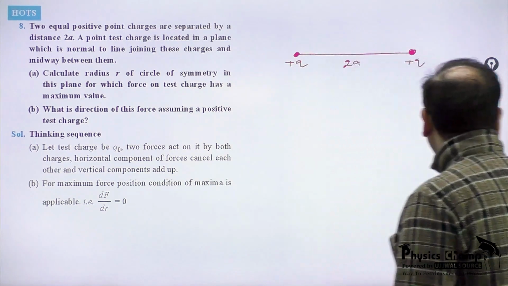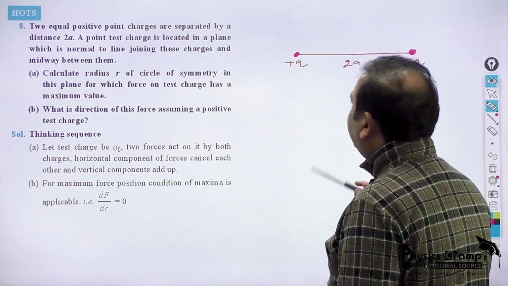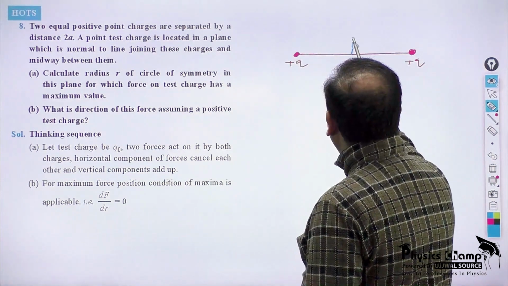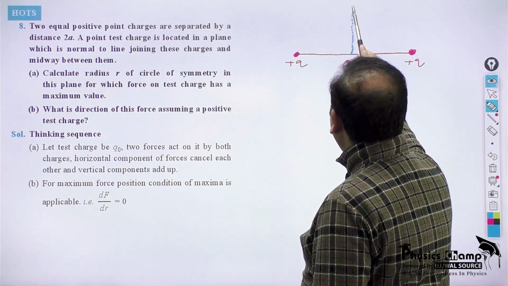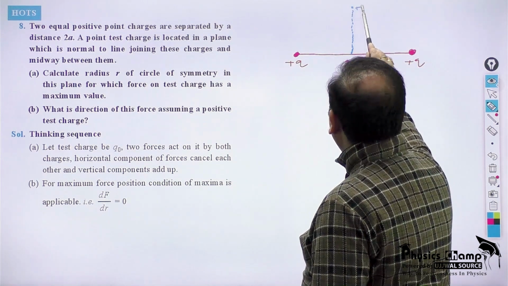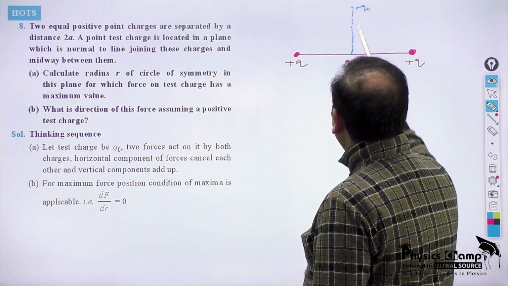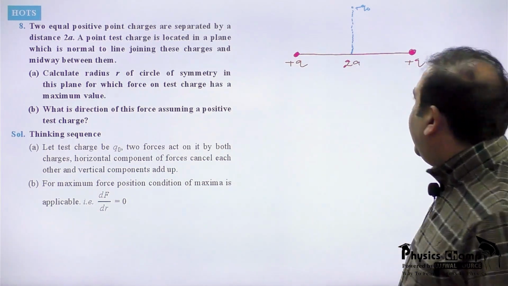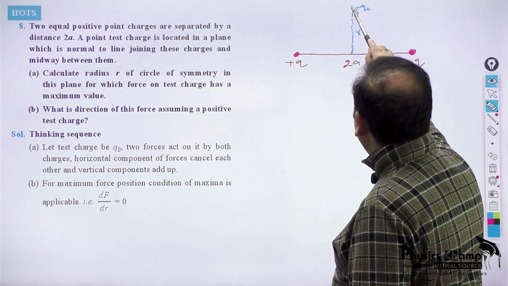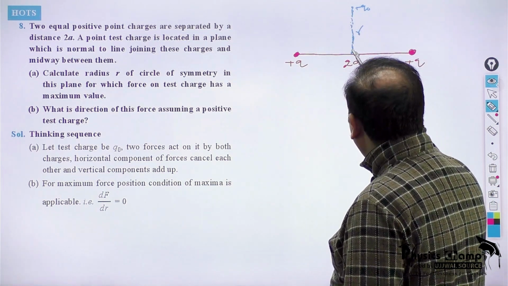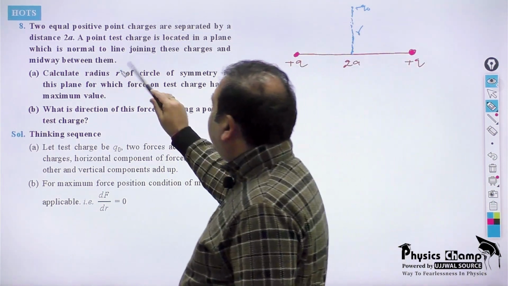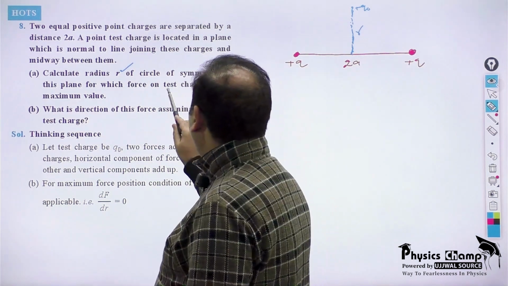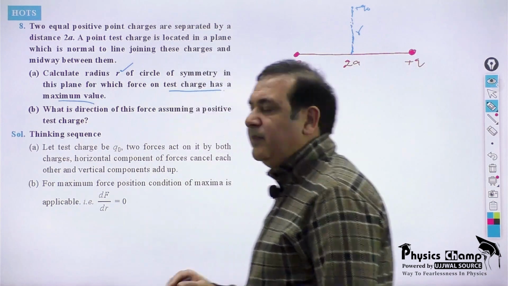A point test charge is located in a plane which is normal to, so it's midway. There is a point test charge here, say Q0, and it is located somewhere midway between them at some distance, say R. The question is, calculate the value of R for which the force on the test charge is maximum.